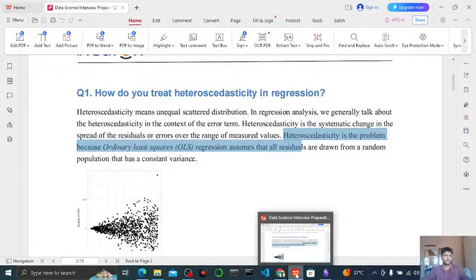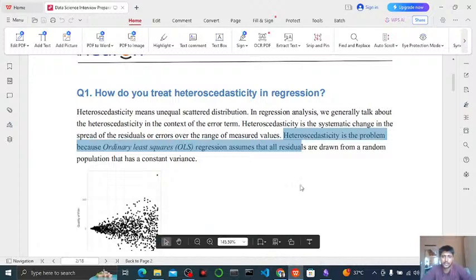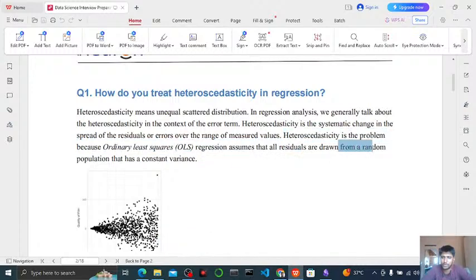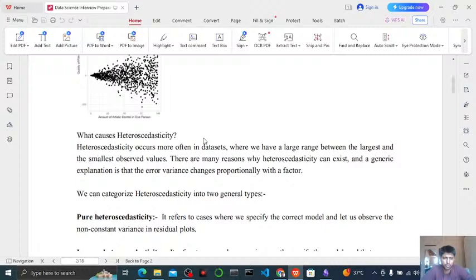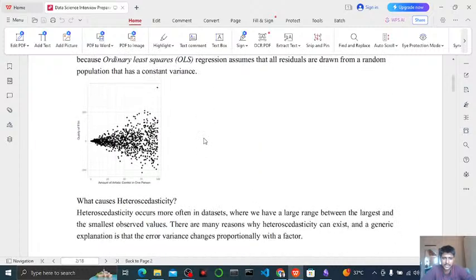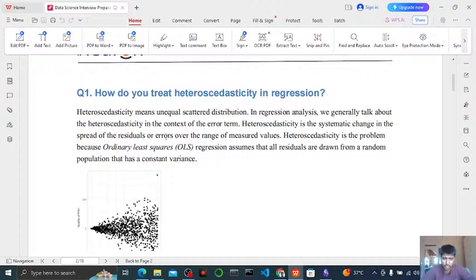Okay, folks. So this is a particular thing: regression assumes that all residuals are drawn from a random population that has a constant variance. So what causes heteroscedasticity? Heteroscedasticity is a systematic change in the spread of residuals, or errors, over the range of measured values. Simple. You have to understand that heteroscedasticity means unequal scattered distribution.